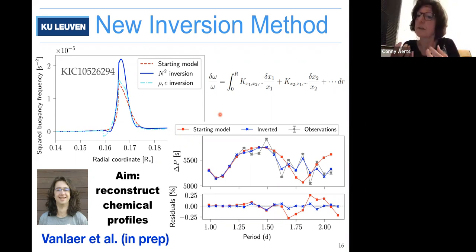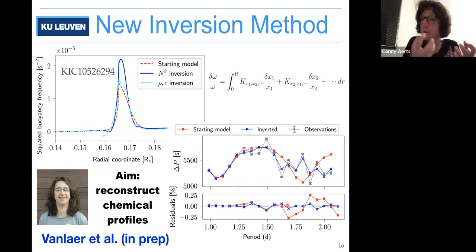Solar physicists do that with the sound speed. Here we have the Brunt-Väisälä frequency. I will not go into detail. You can ask me about it. This is still very first ideas of new inversion methods. But bottom line is, if you do that, then you get a higher peak in the Brunt-Väisälä frequency. And the blue here is the improved version from the inversion.